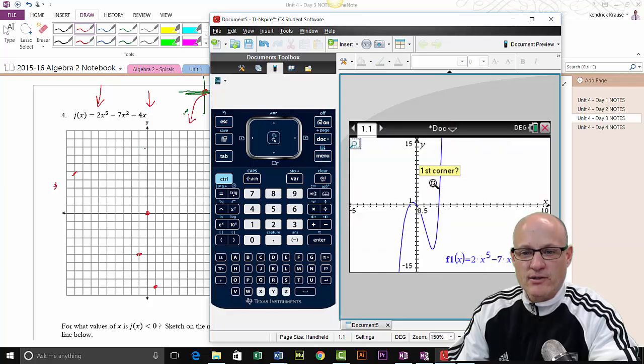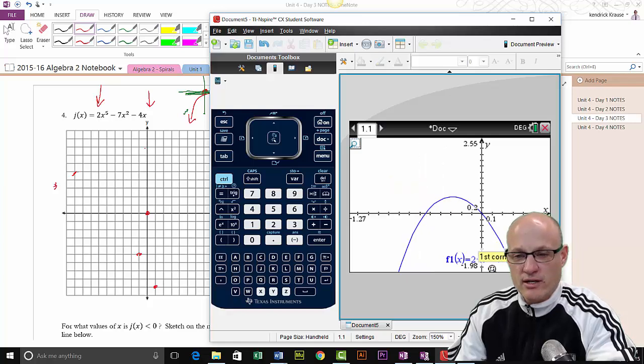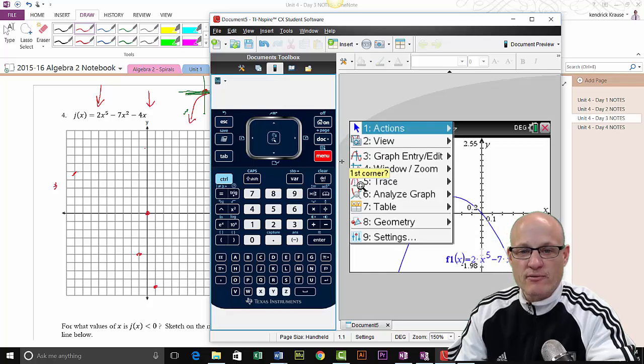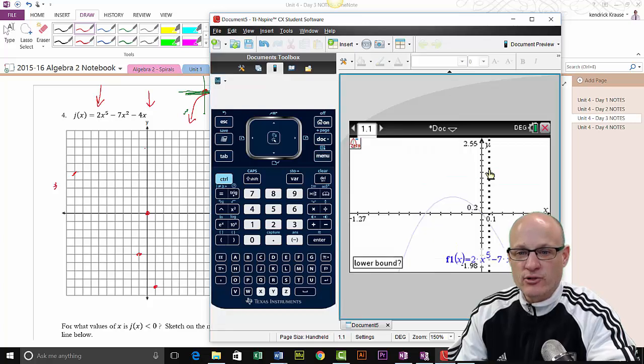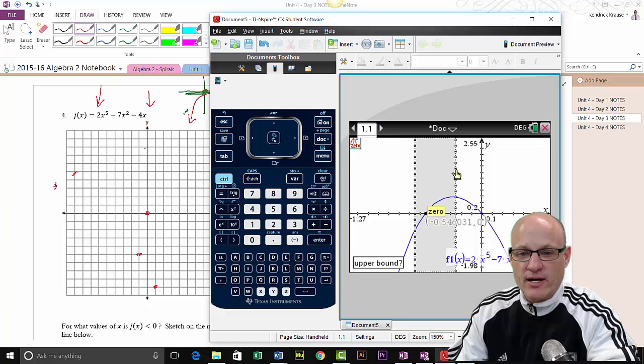Zoom. I'm going to zoom a box, and I'm going to draw a box around that so I can see these 2 roots. And now I want to find these 2 roots. Analyze graph, zeros, click here. My first 0 is at negative 0.55.